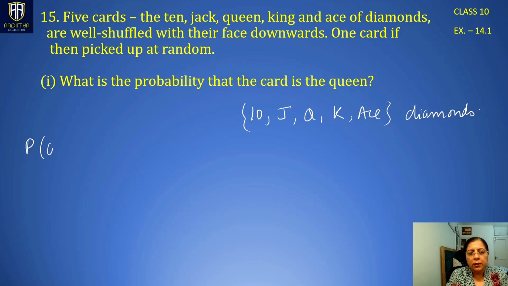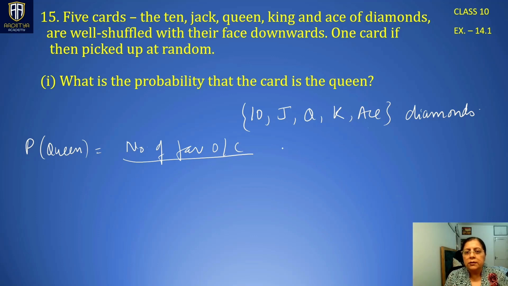Now see, probability of Queen is number of favorable outcomes. Here you have only 5 cards. Don't forget, don't take the total number of cards as 52. The sample space has got only 5 cards which are given in the question. They are 10, Jack, Queen, King and Ace of Diamonds. So we have these 5 total number of outcomes. Total outcomes.